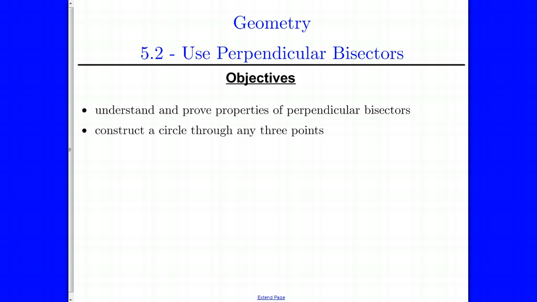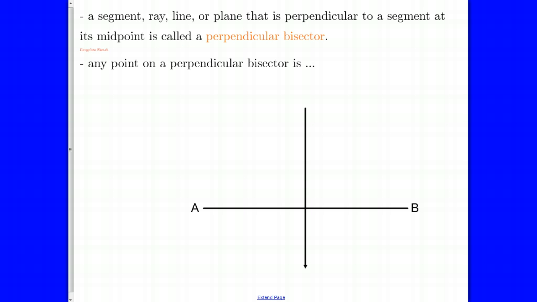So, first thing is a perpendicular bisector. Here's the definition: a segment, ray, line, or plane that is perpendicular to a segment at its midpoint. So, if we have segment AB, this point right here we'll call C. That is the midpoint, meaning segment CB is the same thing as segment AC.